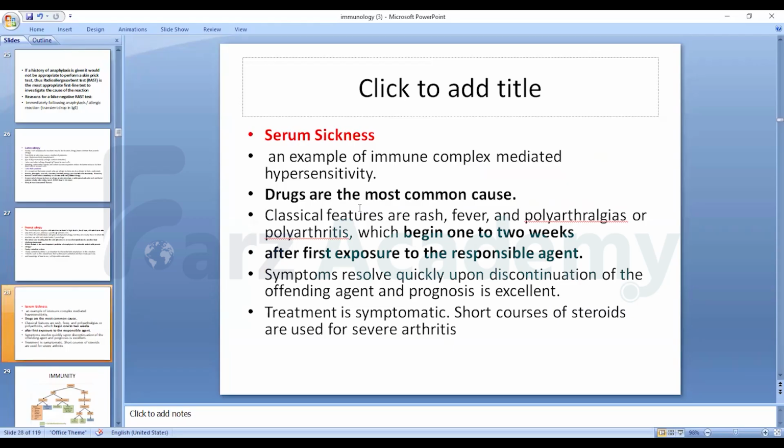Coming to serum sickness, it is an example of immune complex mediated hypersensitivity. Drugs are the most common cause. Classical features are rash, fever, polyarthralgias, polyarthritis, which begin 1 to 2 weeks after first exposure to the responsible agent. Symptoms resolve quickly upon discontinuation of the offending agent and prognosis is excellent. So treatment is symptomatic; a short course of steroids is used for severe arthritis.